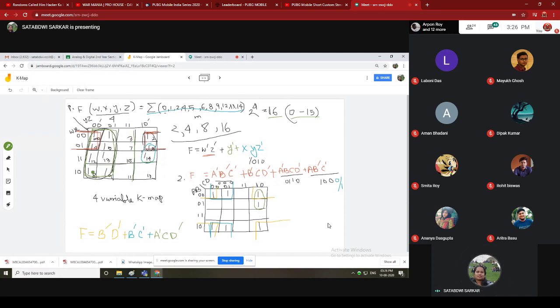Okay, now see which values are written in this summation symbol. Using this summation, that is SOP expression, for SOP expression we are using this summation symbol. So see here, what are the values? 0, 1, 2, 4, 5, 6, 8, 9, 12, 13, 14. So we have to put 1 for these particular positions. Okay, and which values are not present here, we will not put 1. We may put 0 also.